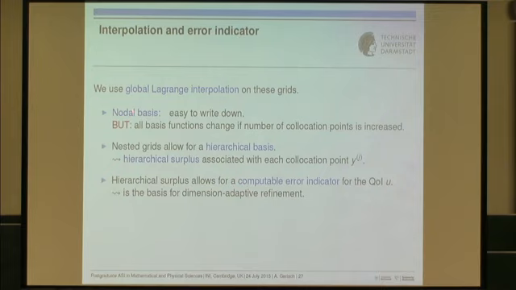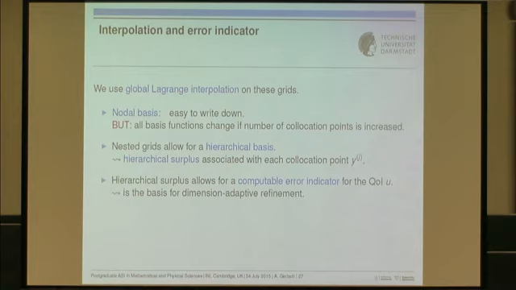With a nodal basis, all the basis functions change if the number of collocation points is increased. That's not nice because we always have to recompute. Therefore, we use a hierarchical basis. And this also gives you sort of error indicators. You have an interpolation polynomial, and you add some collocation points, and you get additional terms for these new collocation points, but the rest is not changing.